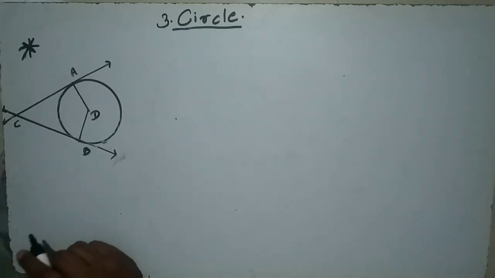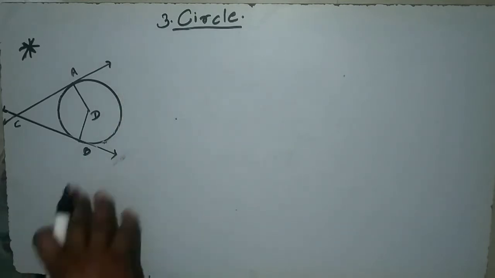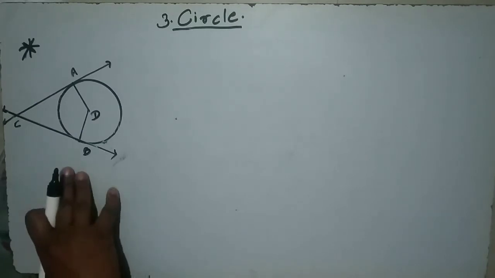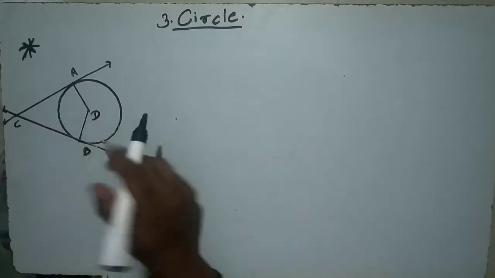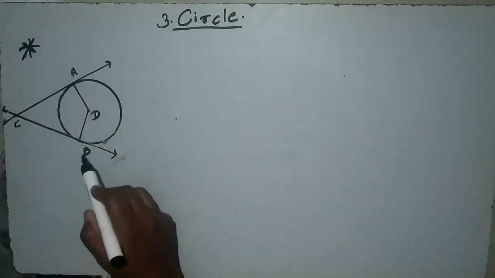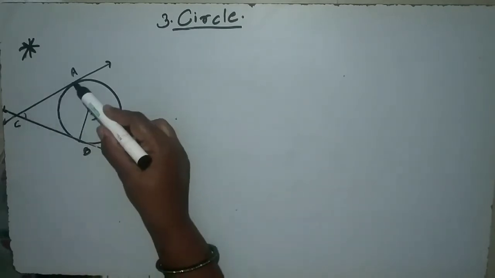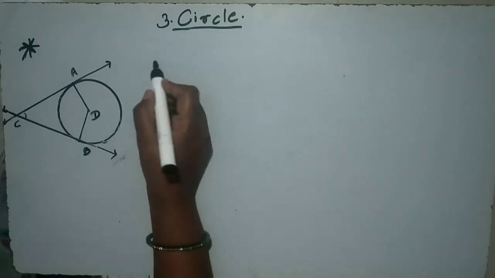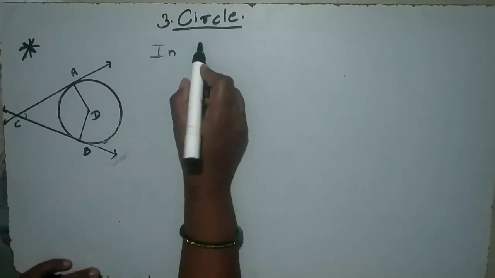So this is a question in front of you. I'm going to write here the information provided in the question. The question is: in the adjoining figure, the circle with center D touches the sides of angle ACB. Here this is the angle ACB, and these two sides touch the circle at points A and B. We will write the question in the figure.